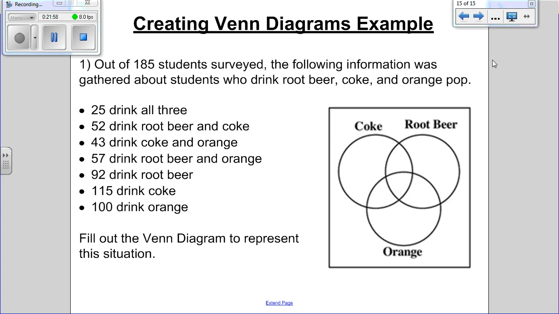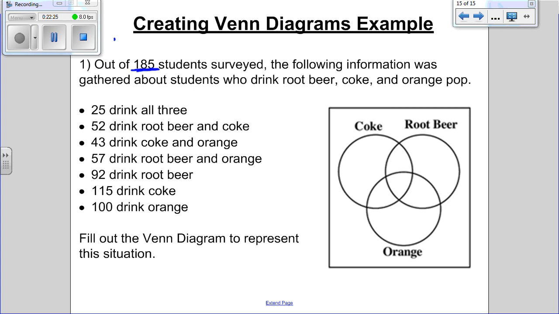My suggestion is always try to build these things from the inside out. But sometimes you don't have enough information to do that. So we're just going to do our best here to put all of this together where it needs to go. Out of 185 students surveyed, that's going to be important. 185 students, that means that's our universal set, that there's 185 things in there. The following information was gathered about students who drink root beer, Coke, and orange pop.